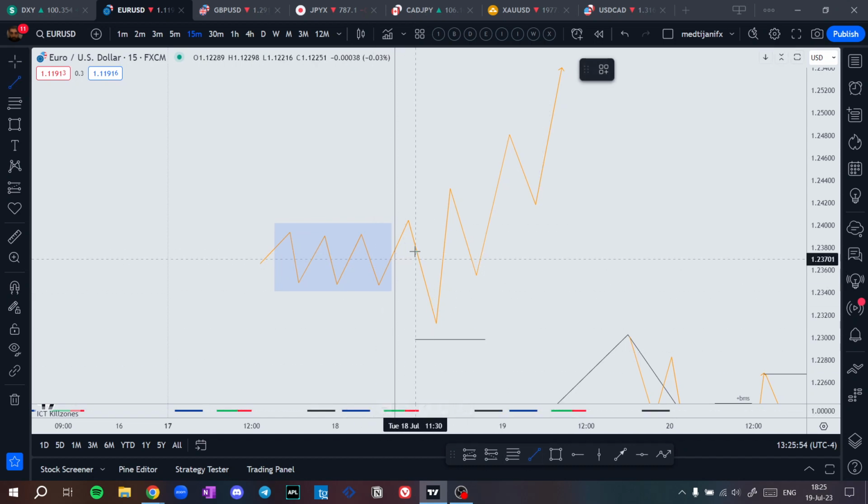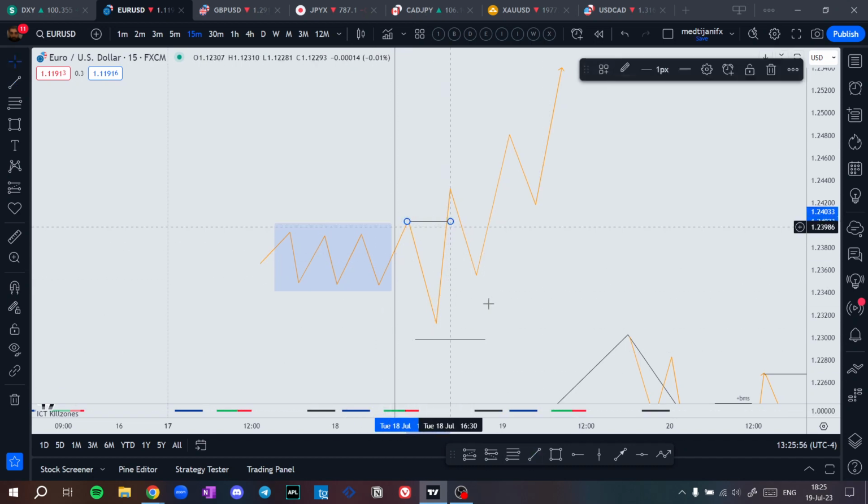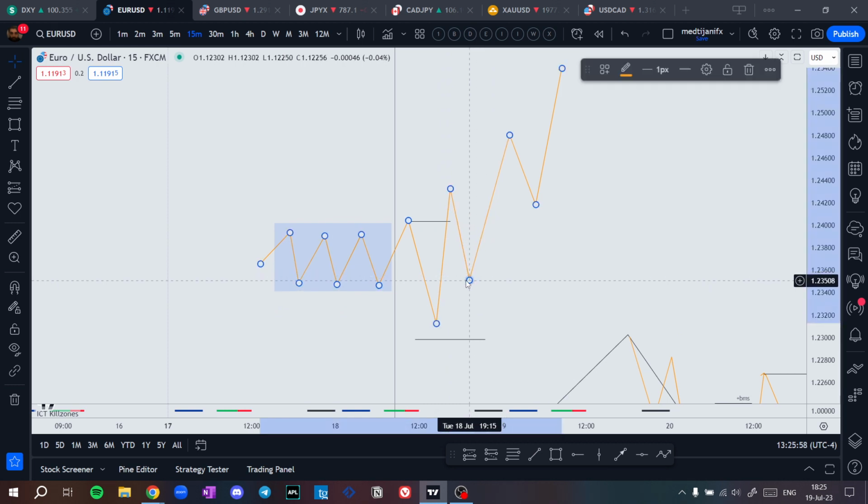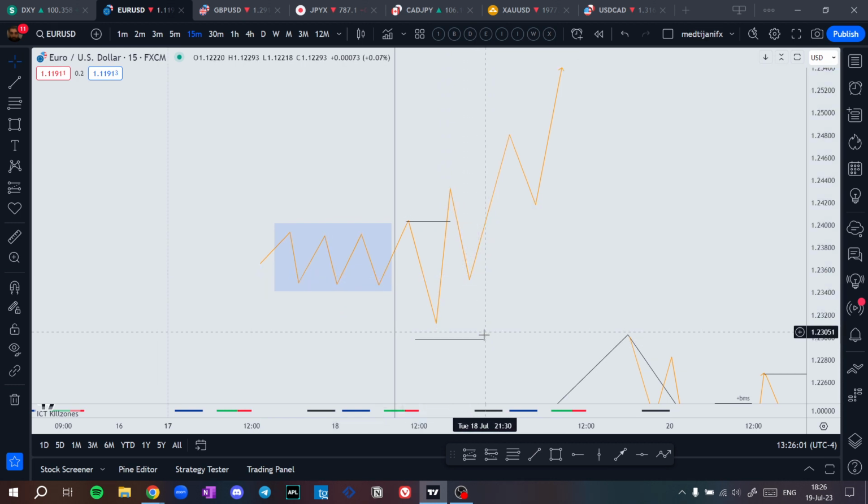So once price does this, and I have a break of market structure, this entry here is inside the kill zone, the London kill zone. I'm going to enter at this point.